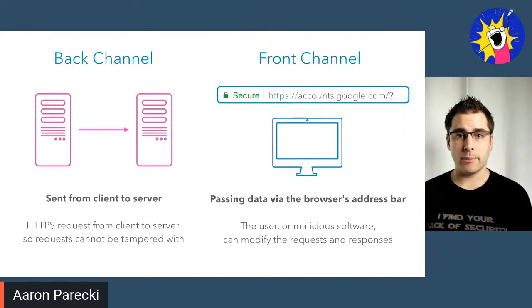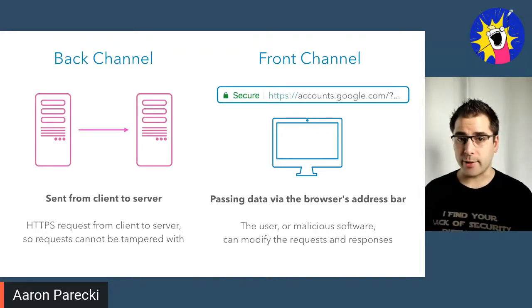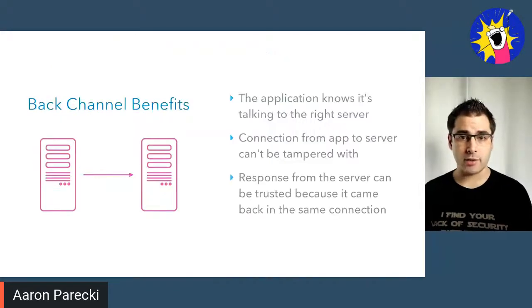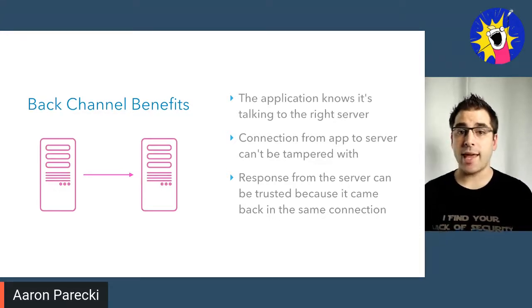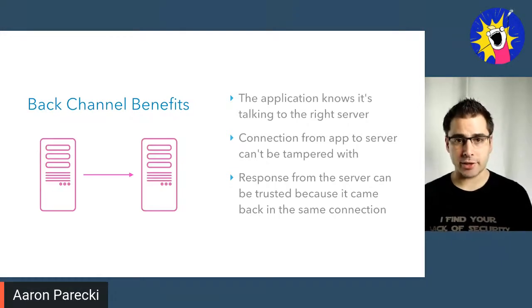The pink lines are the back channel, and that's the more normal one where we're sending data from a client to a server over HTTPS. There's a lot of benefits to the back channel that we often take for granted. Because it's over HTTPS, we can validate the certificate, so the client knows it's talking to the right server. Once that connection is established, it's encrypted, so that data can't be tampered with in transit, and the response that comes back can be trusted immediately because it's part of that same connection that was established.